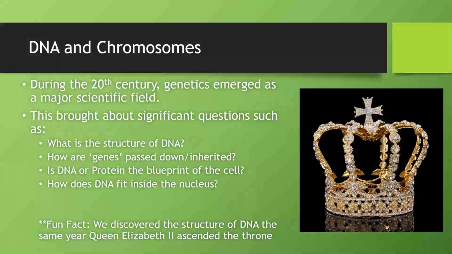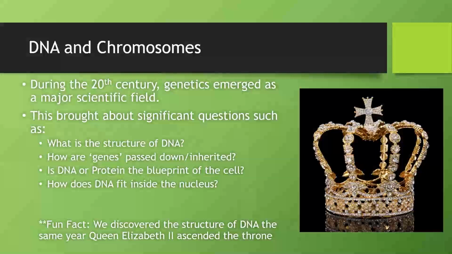And so this brought about significant questions such as, what is the actual structure of DNA? We know now that it's a double helix, thanks to Watson and Crick and some of their contemporaries. How are these genes passed down? How are they inherited or shared from parent to child?